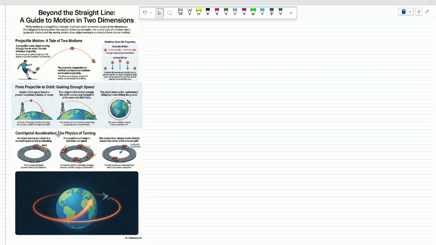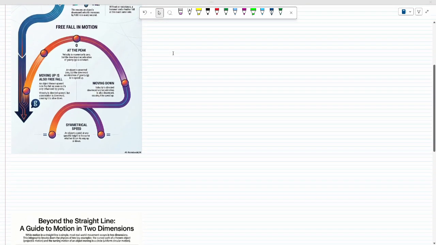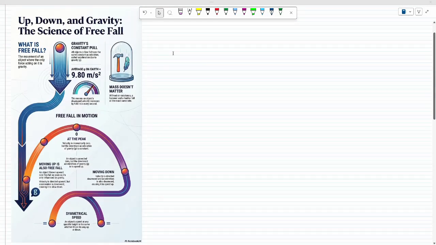So I'll talk about this after talking about free fall. In fact, free fall is a special case of projectile motion. So there's some connection there also. So let me first talk in some detail about free fall.